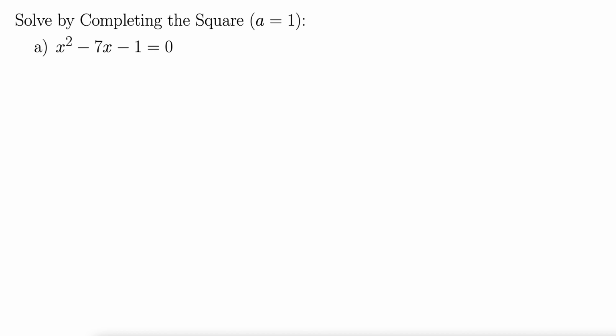So let's start with part A here. x squared minus 7x minus 7 equals 0. We want to use completing the square to solve this quadratic equation. Let's bring up the steps for completing the square.